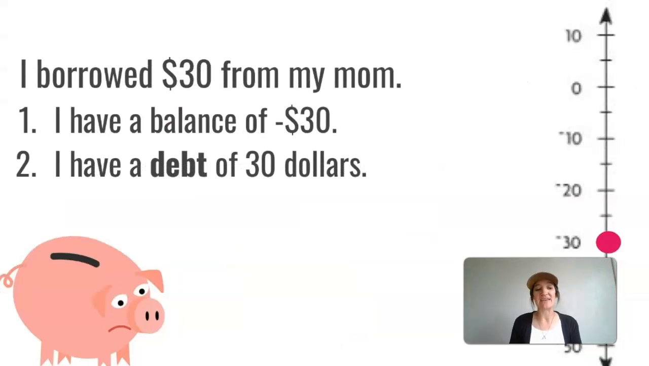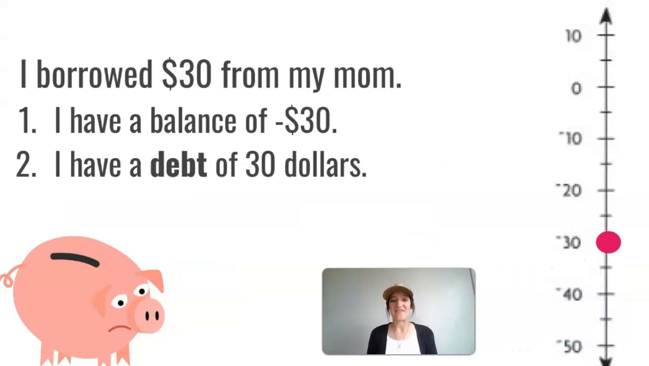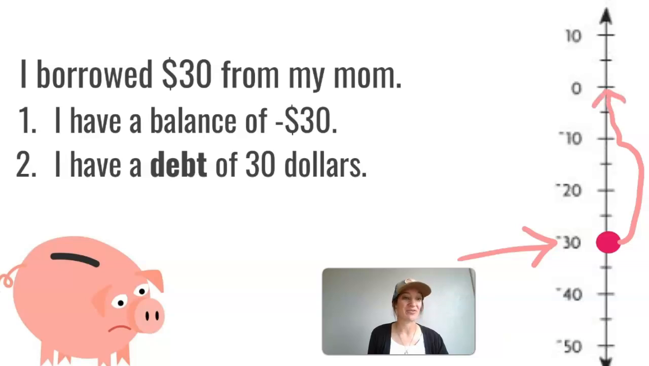Another example is debt. If you owe someone money, you have a balance of negative. Okay, so let's say I borrowed $30 from my mom. I could say two things. I could say I have a balance of -$30. That's my balance in my account, the money that I have, right? Or I could say I have a debt of $30. And that debt lets everyone know that I'm in the negatives, doesn't it? If you use the word debt, then we know you are 30 away from 0, aren't you?